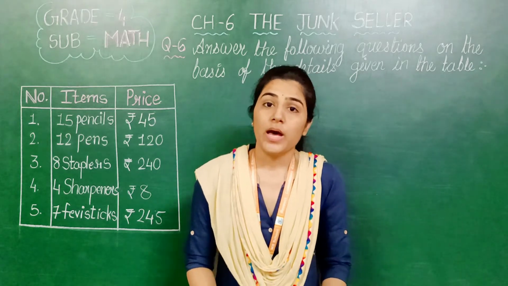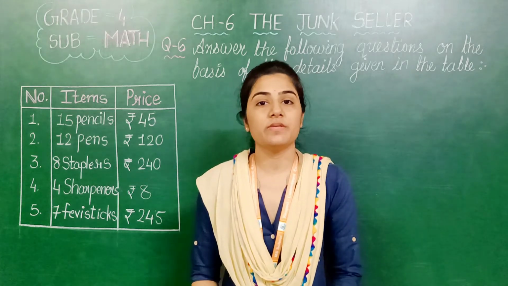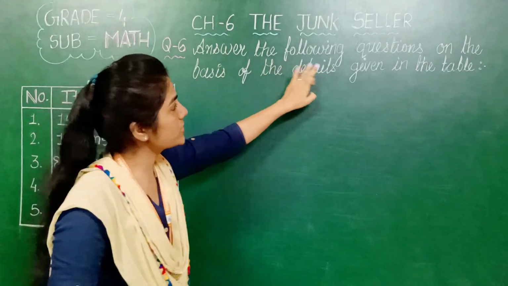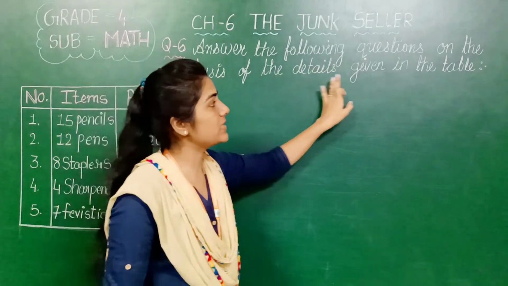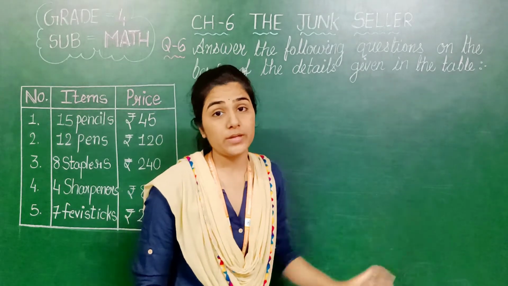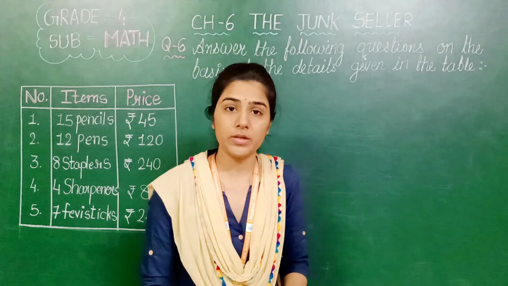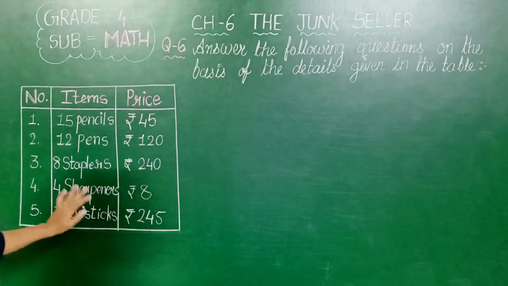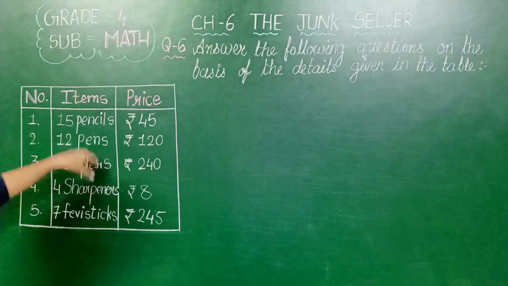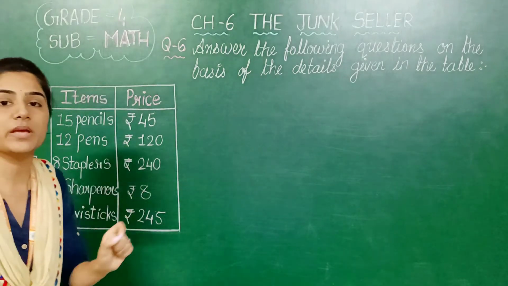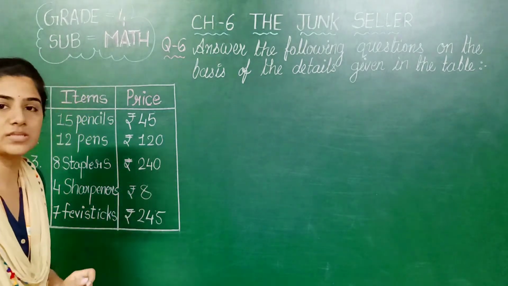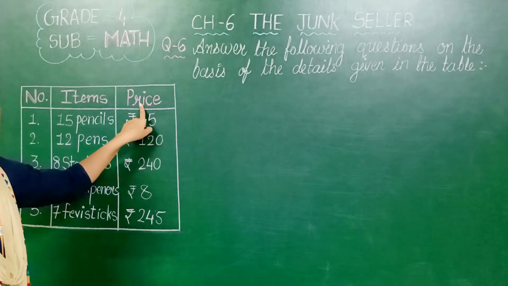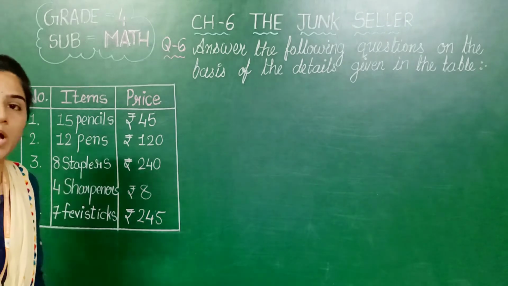In this video, I am going to start question number 6 which is given in your workbook. Question number 6 is: answer the following questions on the basis of the details given in the table. This kind of question you have already done in the previous chapters. One table is given, and in this table the column is of items, the different things' names, and the price of those things are given. Accordingly, we have to find the answers.